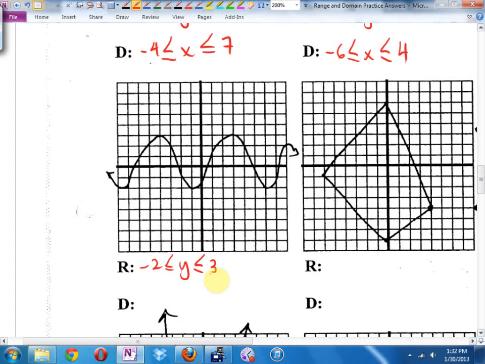Domain. Are there arrows on the end? I think they're supposed to be. I think it keeps going that way and that way. I think the domain is everything, all reals.